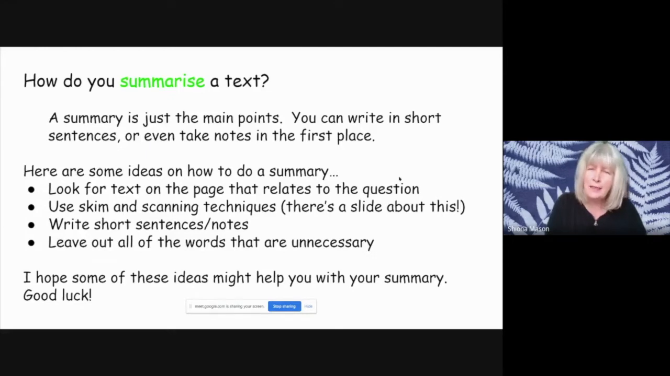Here are some ideas on how to do the summary. Look for text on the page that relates to the question. Look for words, vocabulary that you know are going to be involved in that question. Use skim and scanning techniques. So we're going to do another little bit about that next. Write short sentences or notes and leave out all of the words that are unnecessary. I hope some of these ideas might help you with your summary. Good luck.